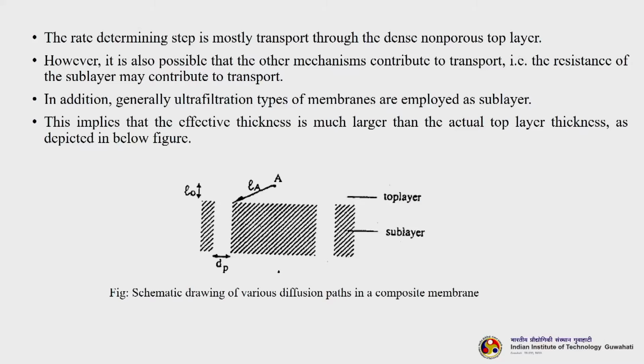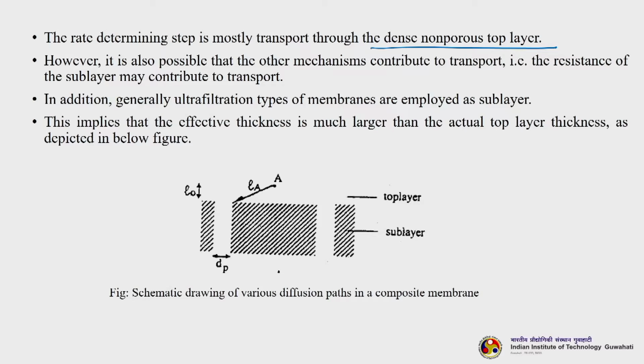However, the rate determining step is mostly transport through the dense non-porous top layer. So, here the actual separation is happening due to the top layer, which is the non-porous layer. However, it is also possible that other mechanisms contribute to transport, that is, the resistance of the sublayer may also contribute to the transport. Now, we will see how it actually happens.